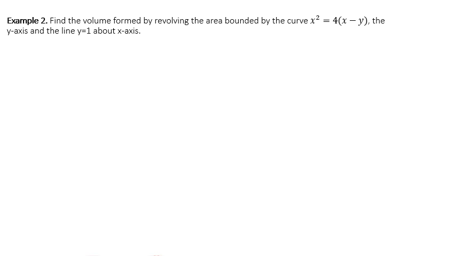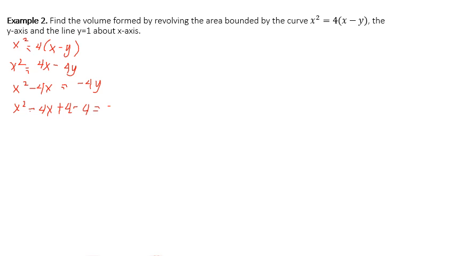We are given a parabola here, so we need to transform that parabola into its standard form. So x squared is equal to 4 quantity x minus y. x squared is equal to 4x minus 4y. Then I will need to transpose 4x to the other side of the equation. So we have x squared minus 4x is equal to negative 4y. So I need to add 4 and subtract 4. So I have x squared minus 4x plus 4 minus 4 is equal to negative 4y.